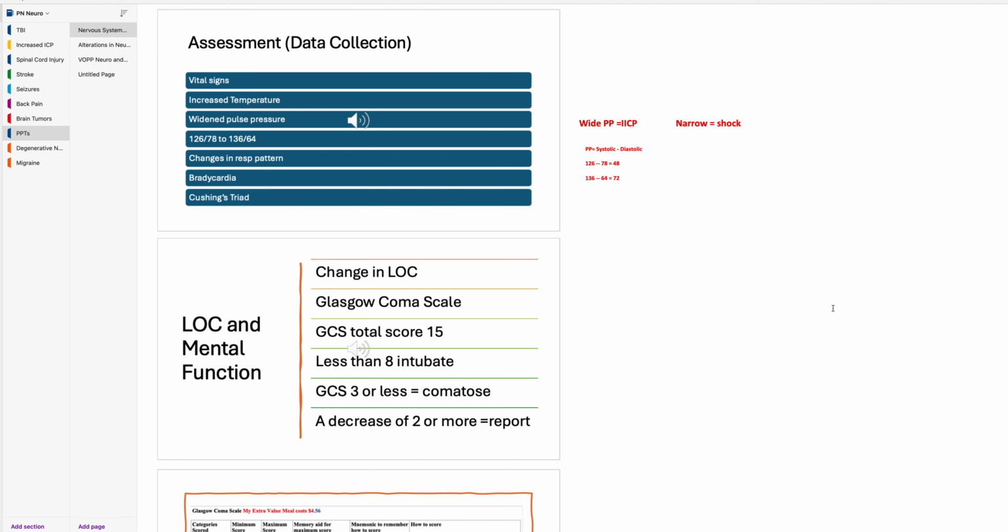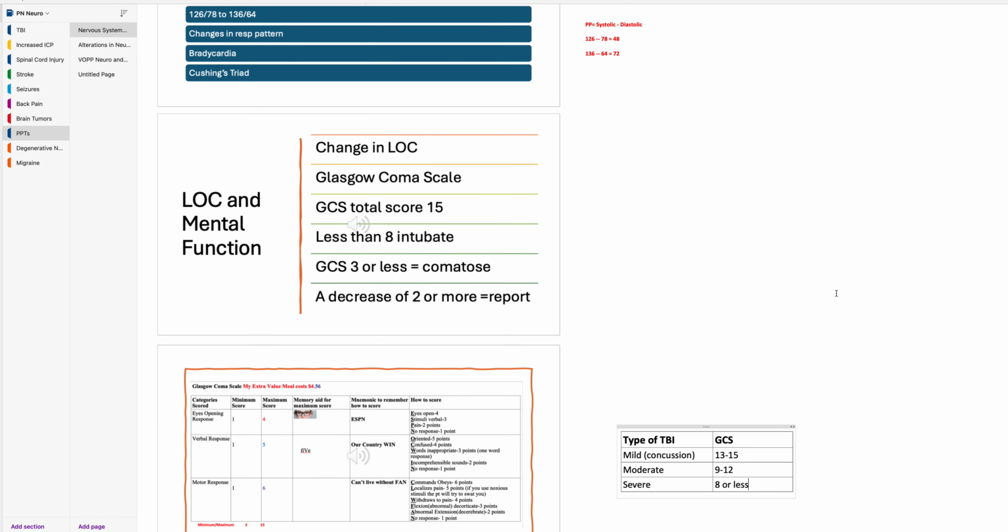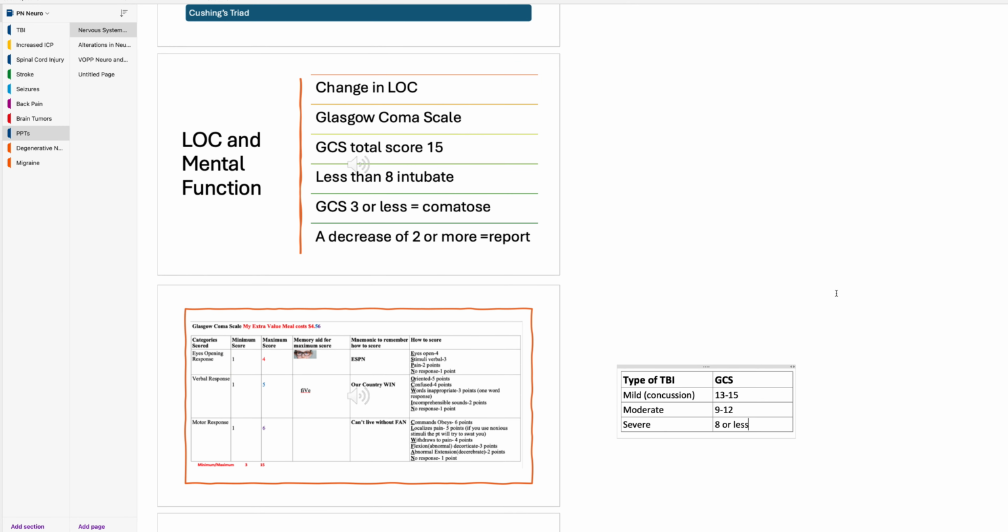A decrease of 2 or more, you need to report that. 2 points or more, you need to report it. Now, an increase in Glasgow Coma Scale is good because 15 is the highest, right? So it's good if it goes higher. Okay, so a mild TBI is going to be a Glasgow Coma Scale from 13 to 15. Moderate is 9 to 12, and severe is 8 or less. Okay?